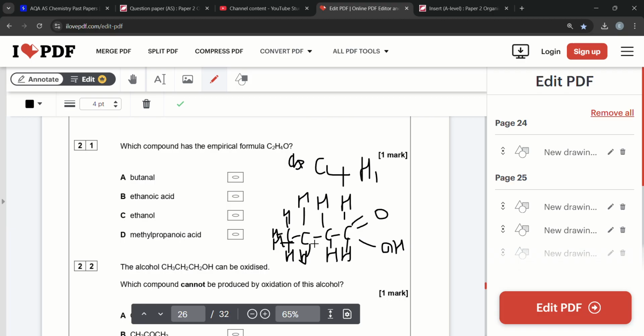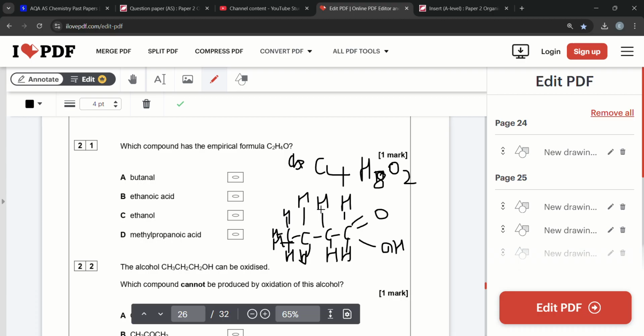Methyl propanoic acid, propanoic acid: methane, ethane, propane. There. H: 1, 2, 3, 4, 5, 6, 7, 8, 9, 10, 11, O2. But that won't simplify to the empirical formula of C2H4O. It's got to be C4H8O2. So I think we minus, why do we minus 3 hydrogens?